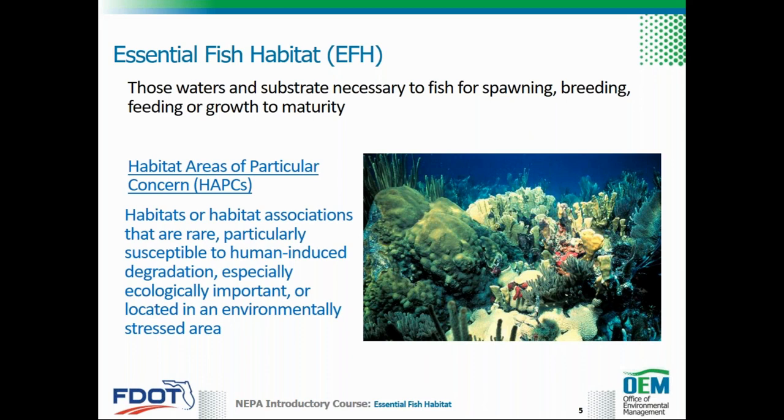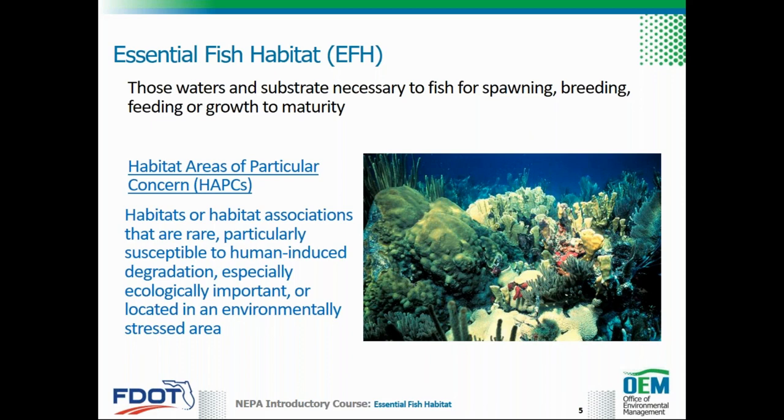As indicated in this definition, EFH includes a wide range of aquatic habitats that are known to support fish at various stages of their life cycles. Examples of these types of habitats include wetlands, coral reefs, seagrasses, and rivers.